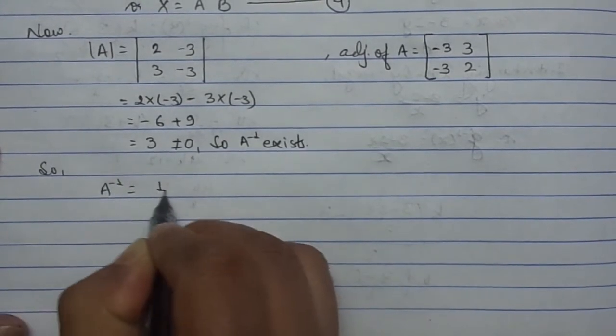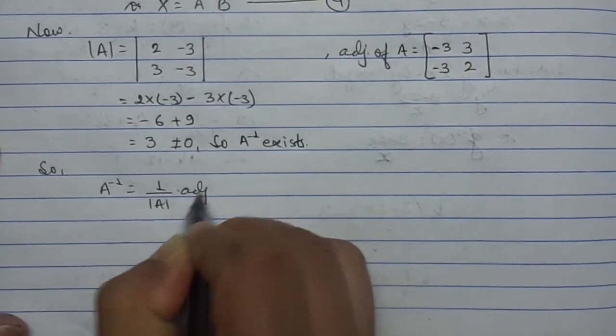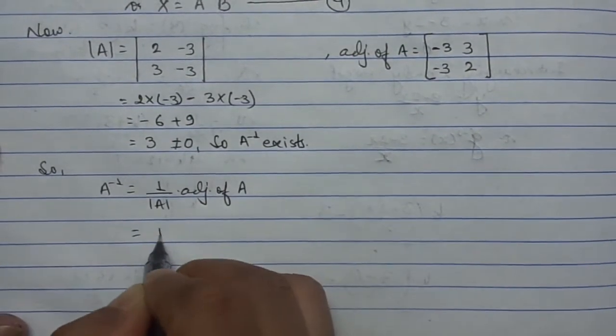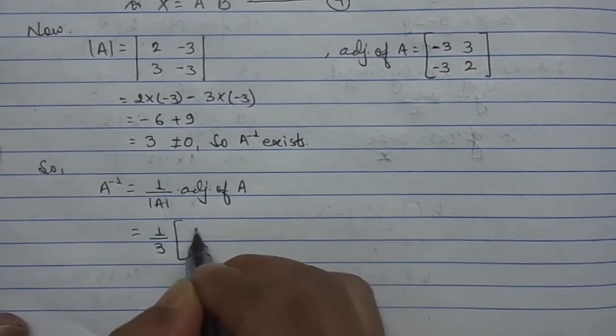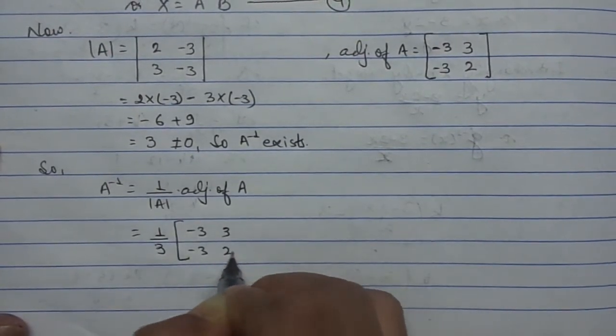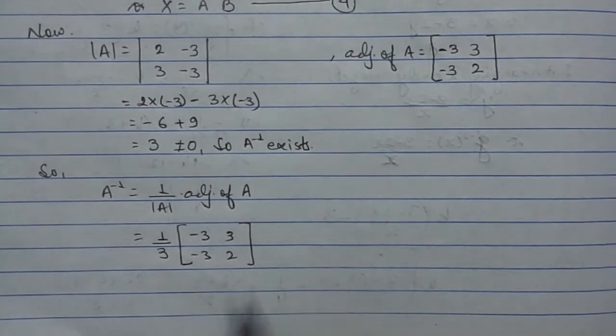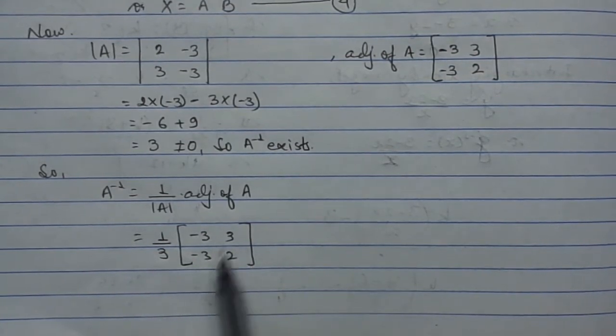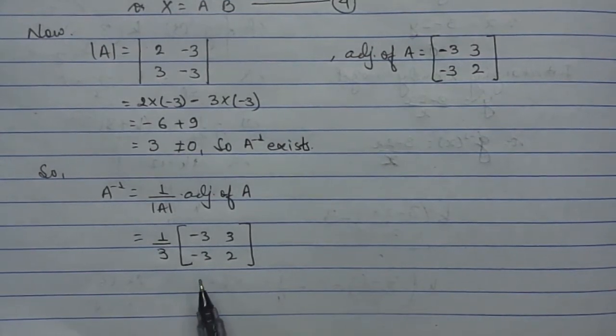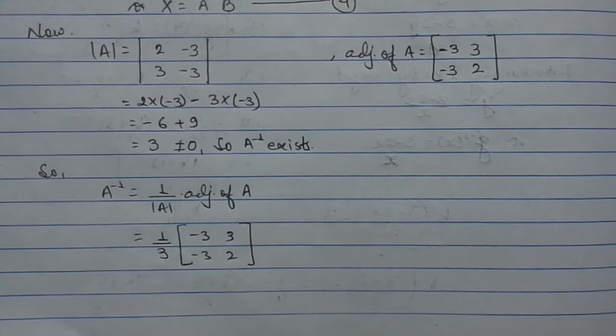A inverse means 1 upon its determinant into adjoint of A. 1 upon determinant is 1 upon 3, adjoint of A is minus 3, 3, minus 3, 2. Please keep this as it is, because it will be quite easy while finding the value of X. If you multiply over here, this 3 will give 1, but it comes as a fraction. It's quite easy here, but if the data are difficult, then it will be more difficult for us to find the inverse as well as the values of X and Y. It's better you keep it as it is.